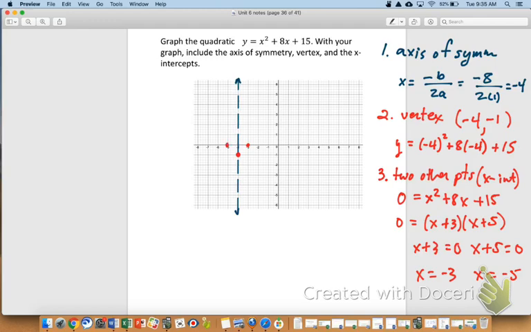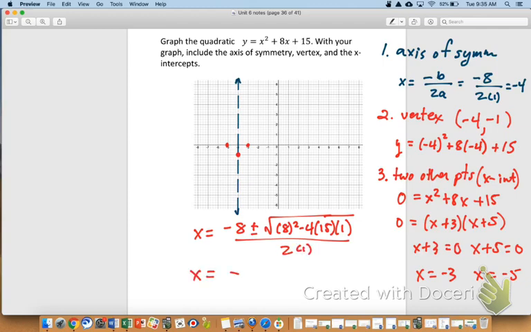Some of you did the quadratic formula, and that works too. So you would have said x equals -8 plus or minus the square root of 8 squared minus 4 times 15 times 1 all over 2a. When you do all your work here, you get -8 plus or minus the square root of 4 over 2, which would give me -8 plus or minus 2 over 2.